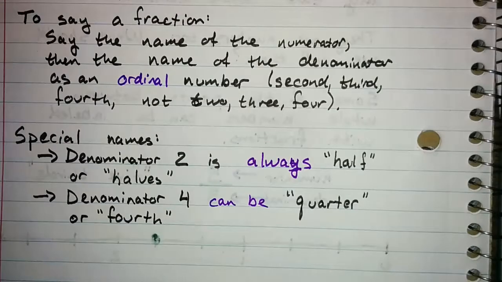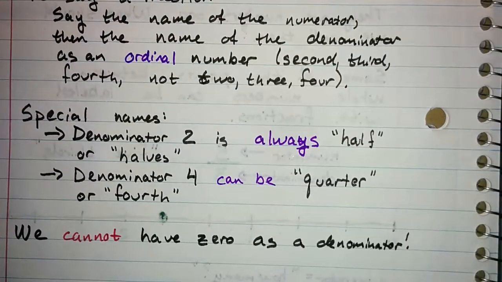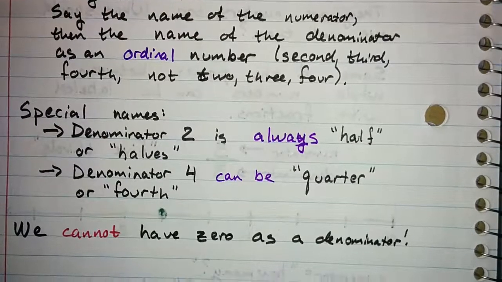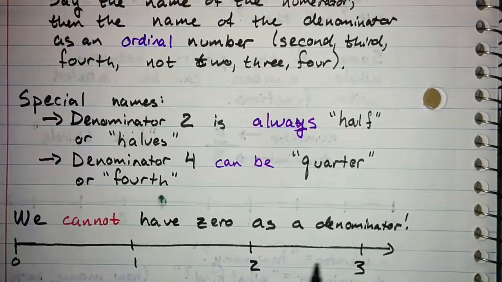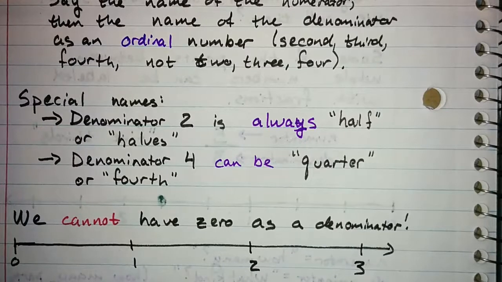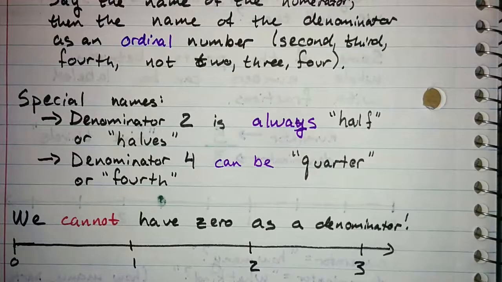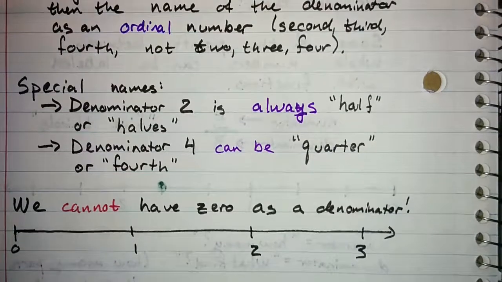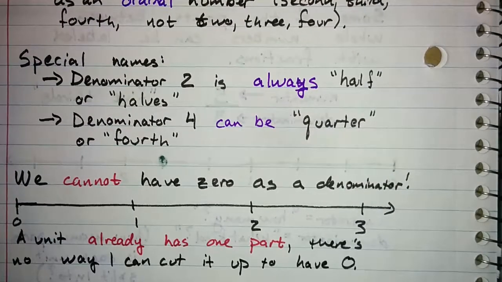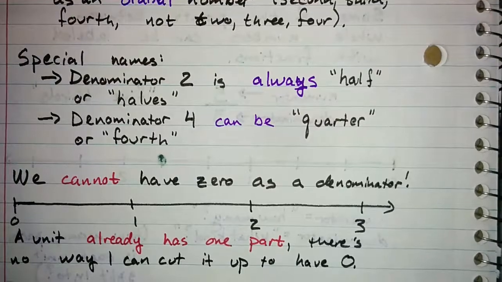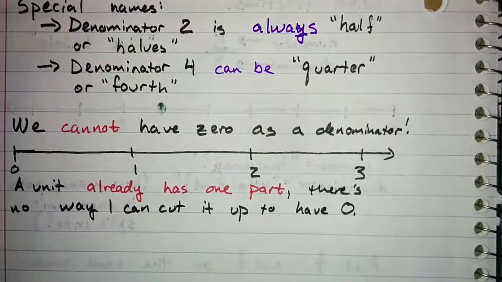It's also important to be aware of denominators 1 and 0. We cannot have 0 as a denominator. Why? Well, each unit already has 1 part. There's no way that by cutting it up, I can get rid of that. Whenever I cut up a unit, I get more parts, not less. So I'm not allowed to have 0 in my denominator. It just doesn't work. What about 1?